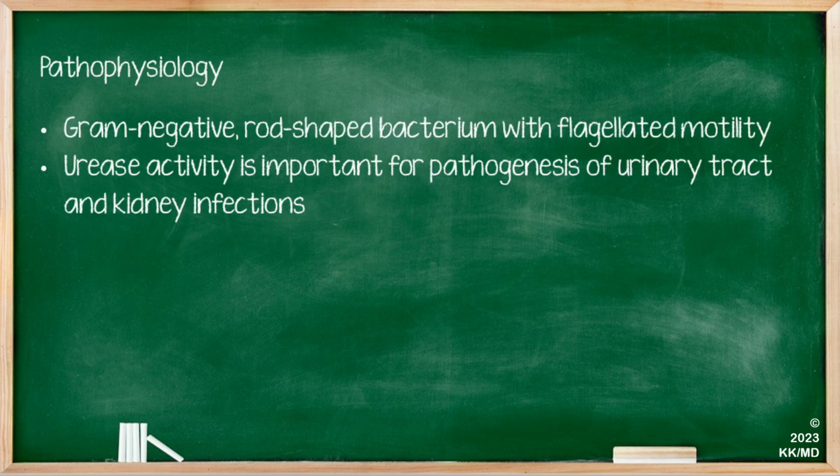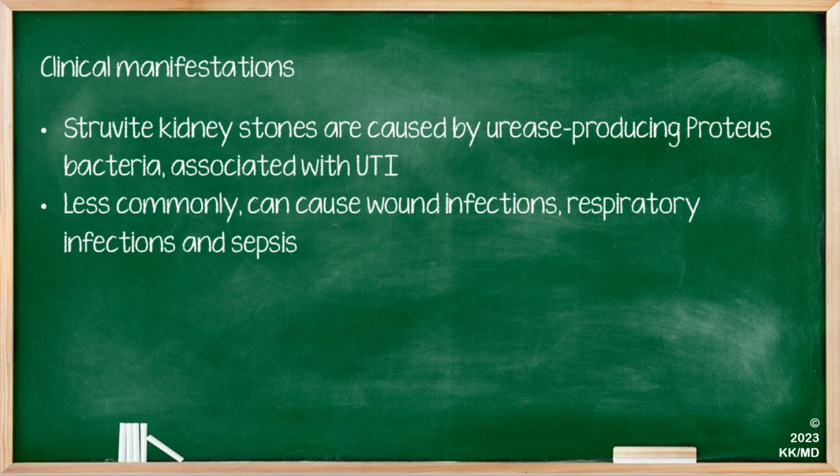The pathophysiology of it is that it is a gram-negative rod-shaped bacteria with flagellated motility. The urease activity is important for pathogenesis of urinary tract and kidney infections. The clinical manifestation of this is that it can frequently result in struvite kidney stones, which are caused by urease-producing Proteus bacteria, which is associated with urinary tract infections.